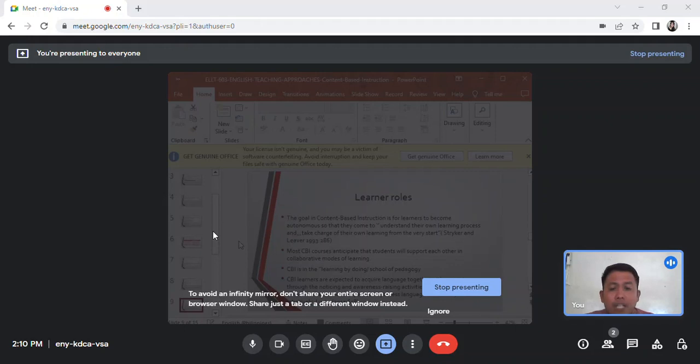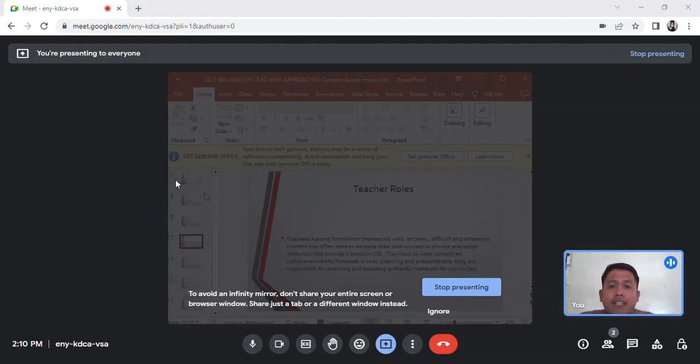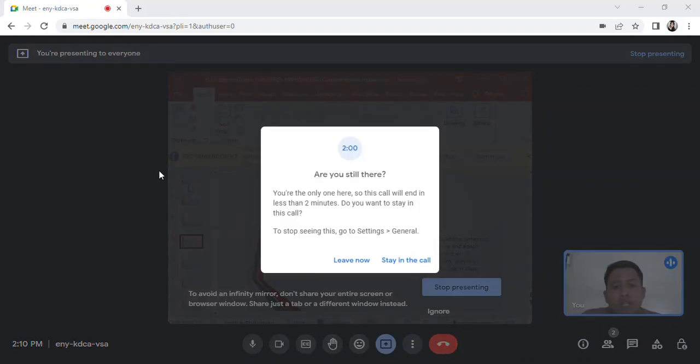For the learner roles, the students are encouraged to engage actively with both content and language, using it to learn from each other. Okay, moving to the next slide, the teacher roles. Teachers have to familiarize themselves with at times difficult and unfamiliar content and often have to develop their own courses or choose and adopt materials that provide a basis for the content-based instruction, or the CBI.